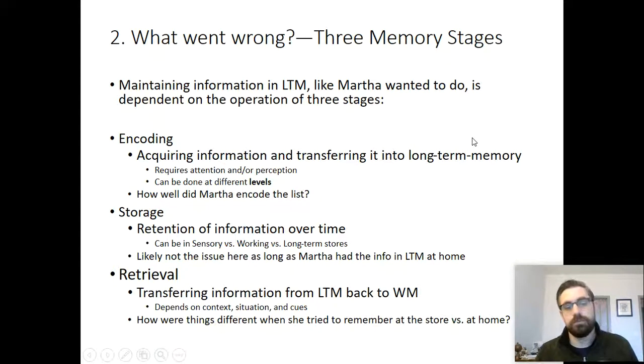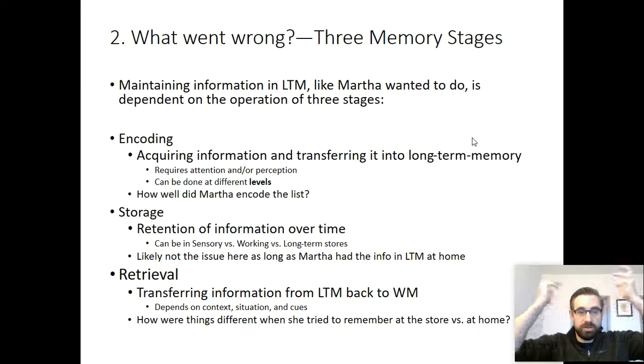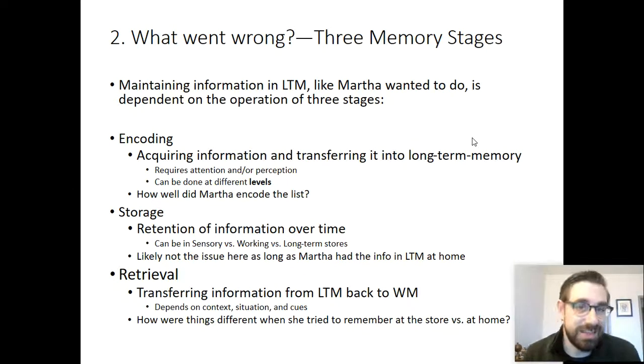The last stage is retrieval. So Martha got the information into her memory. She stored it into the long-term memory, at least for some amount of time. But now she gets to the store and she needs to retrieve that information back out. When she thinks about the list, or when she goes around and recognizes whether she needs something from aisle 2. This is transferring that information back from your long-term memory back into working memory so she can think about it and pick up the things that she needs.